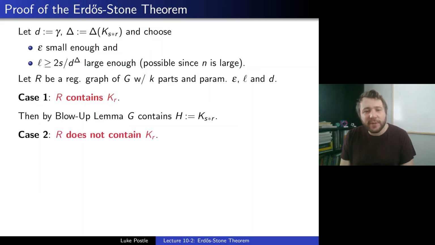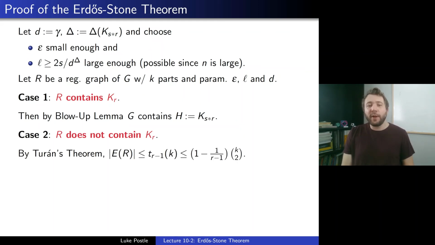And then case 2 is that R does not contain K_r. So kind of the point is either your regularity graph contains a clique, and then you can find a blow-up of that clique by the blow-up lemma, or if it doesn't, you can invoke Turán's theorem on the regularity graph. So this is the really nice part, where we know that the number of edges in R, by Turán's theorem, since it doesn't have a K_r, has to be at most t_{r-1}(k), where k is the number of parts there, not counting the exceptional set. And that's at most (1 - 1/(r-1)) times k choose 2.